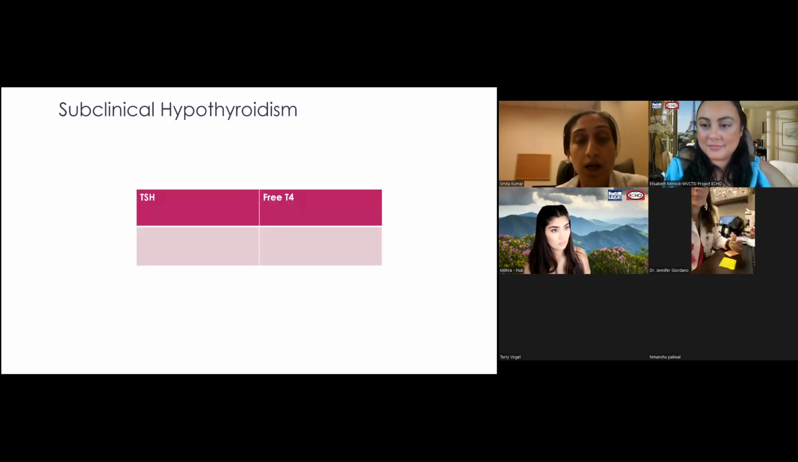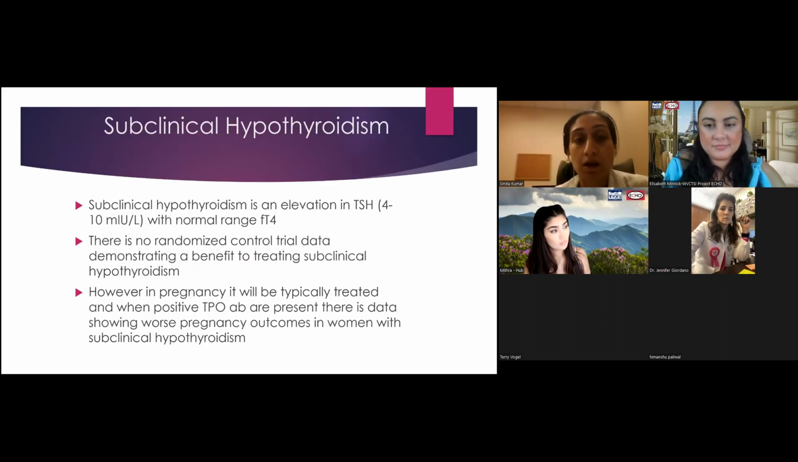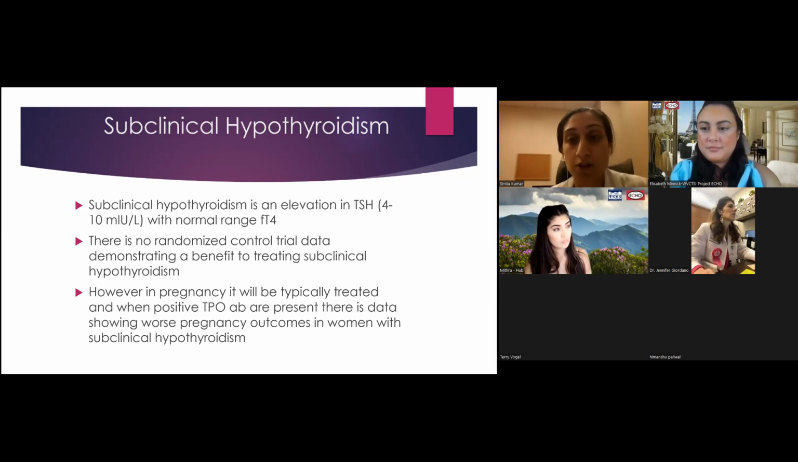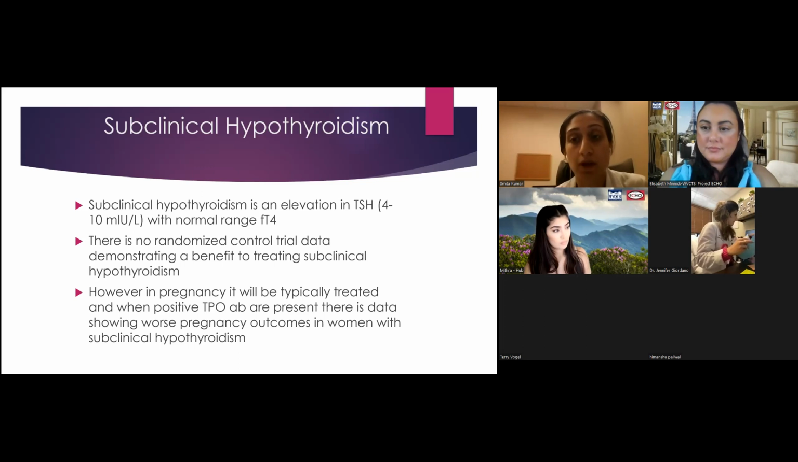So subclinical hypothyroidism. This is when your TSH is elevated, but your free T4 is in the normal range. So basically, in subclinical hypothyroidism, you have an elevation of TSH, usually anywhere from 4 to 10, with a normal range free T4. Once your TSH starts getting above 10, you do want to treat them. There's not really any randomized control trials showing benefit of treating subclinical hypothyroidism.